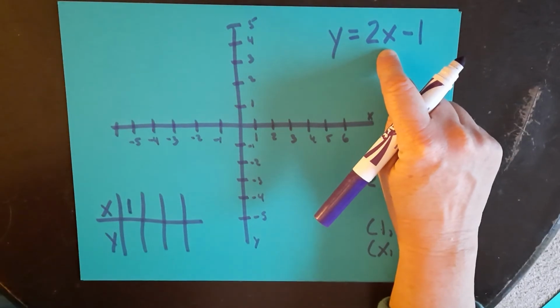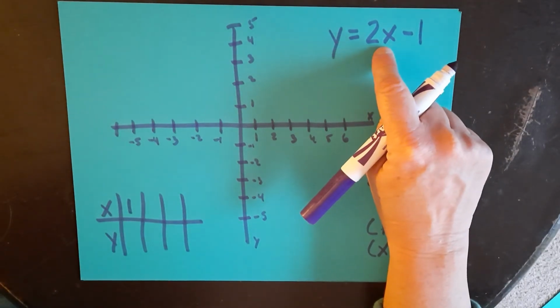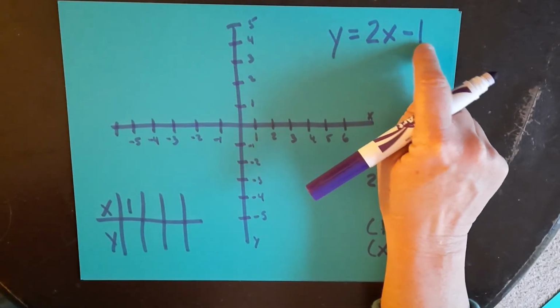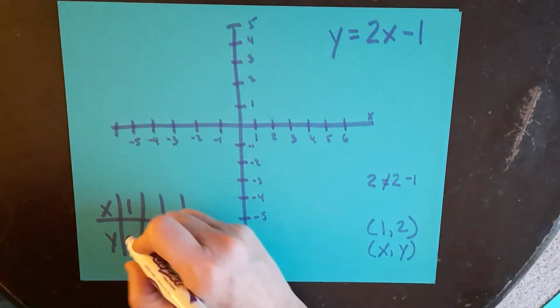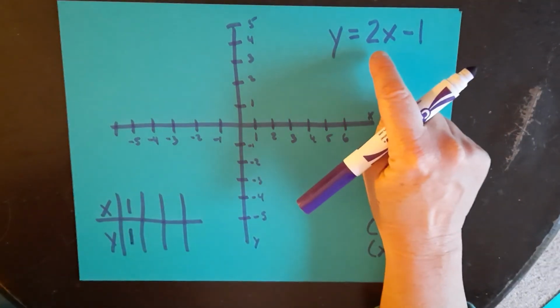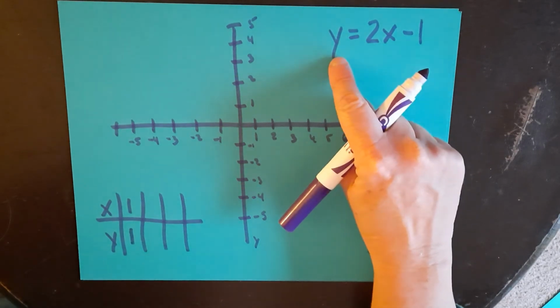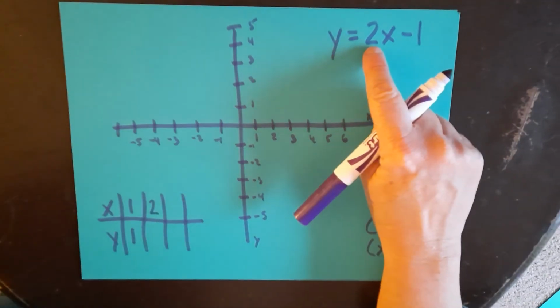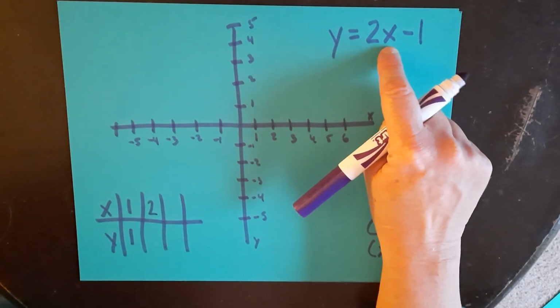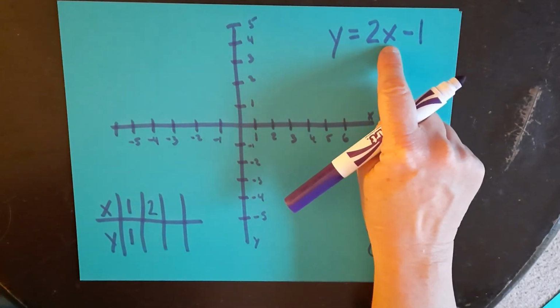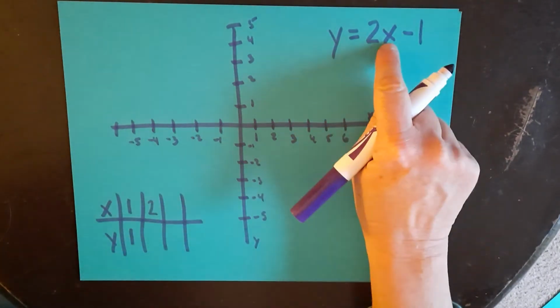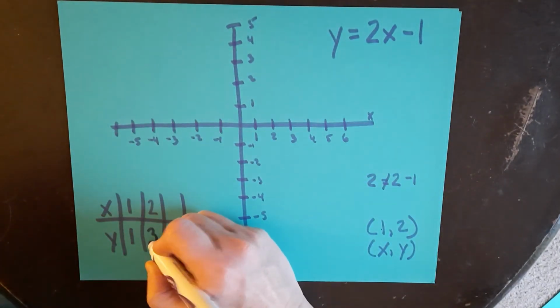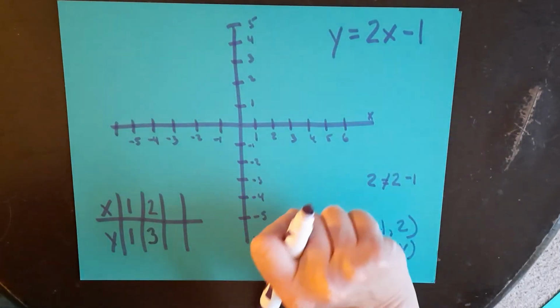If I put 1 in for x, 2x would be 2. 2 minus 1 equals 1. So that means y would also have to be 1. So if x is 1, then y equals 1. Now let's try what happens with 2. 2 times 2 is 4. 4 minus 1 is 3. So if I put a 2 in for x, then the y would equal 3, because 4 minus 1 is 3.